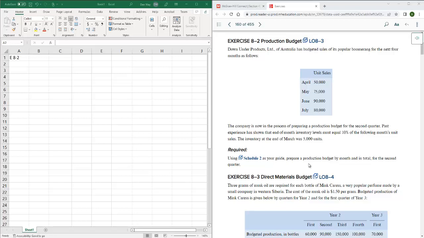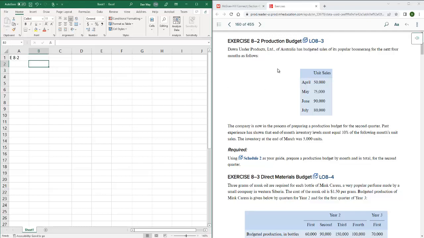Hello again, everyone. This is the Chapter 8 practice problem video. Chapter 8 was all about budgeting, and that's going to continue through Chapters 9 and then really through Chapter 10 in a way for our performance evaluation and our variance analysis. But anyway, we're going to start here with Exercise 8-2 from your textbook, a production budget.